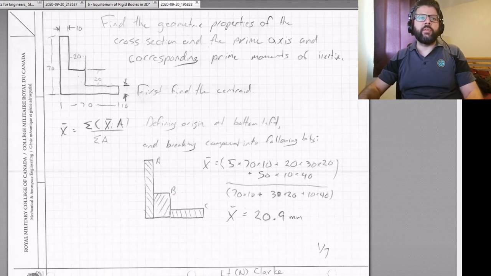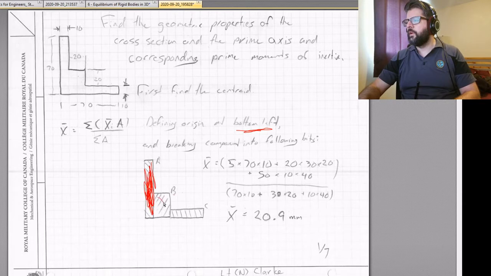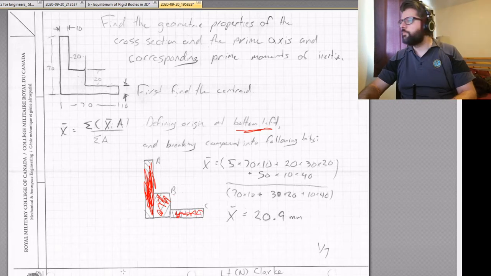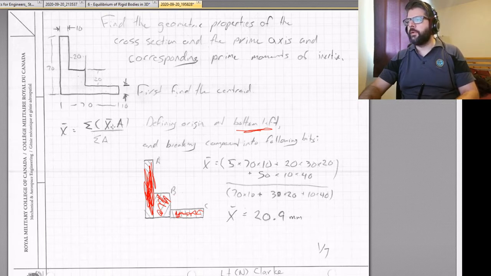So basically, if we're going to be measuring from the bottom left, then we can break the components up in the following bits. So I'm just going to choose this cube, this long thing here, this squat one here, and then this other shorter piece here. So x bar, again, is going to be equal to the sum of the x bar components for the individual ones times the area of the individual ones, all over the total area.